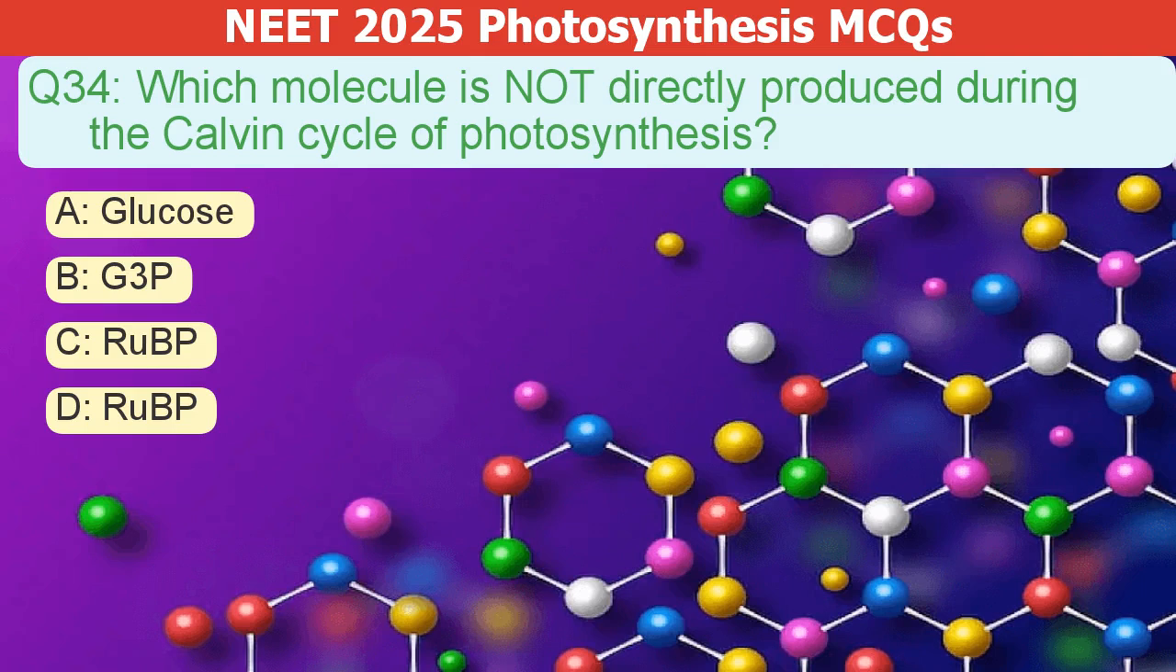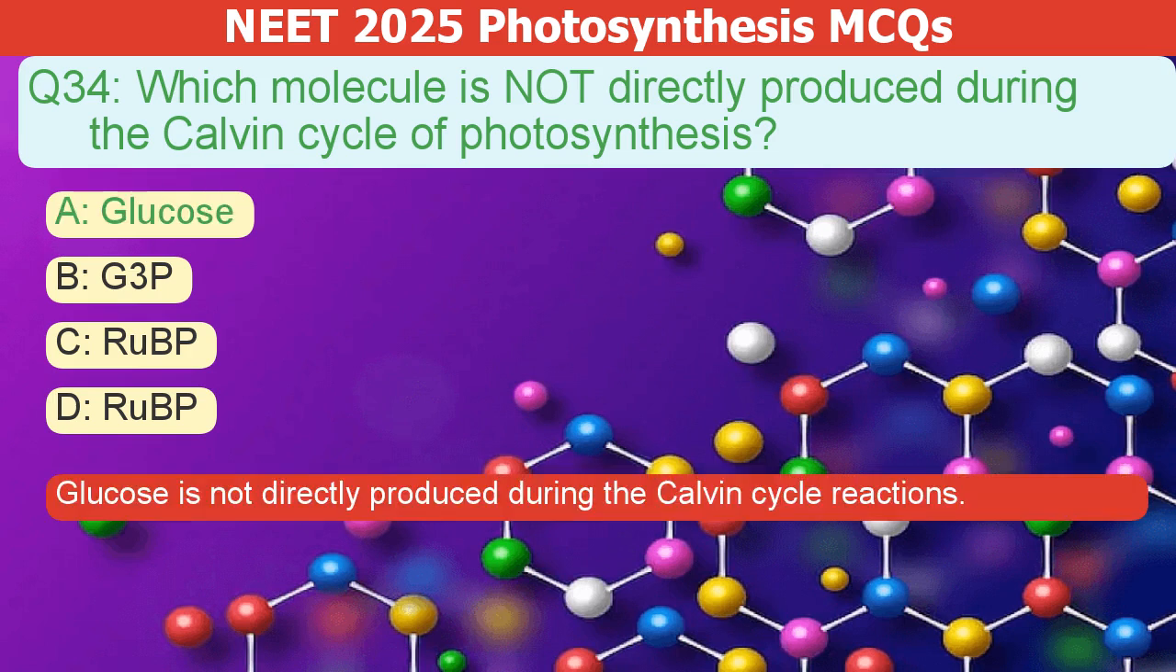Which molecule is not directly produced during the Calvin cycle of photosynthesis? A. Glucose. B. G3P. C. RuBP. The correct answer is A. Glucose is not directly produced during the Calvin cycle reactions.